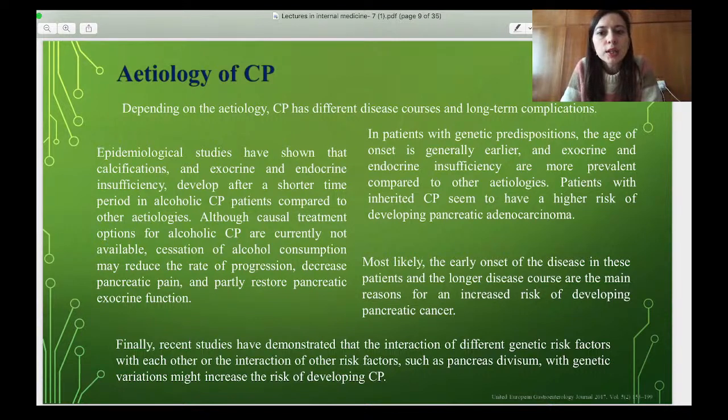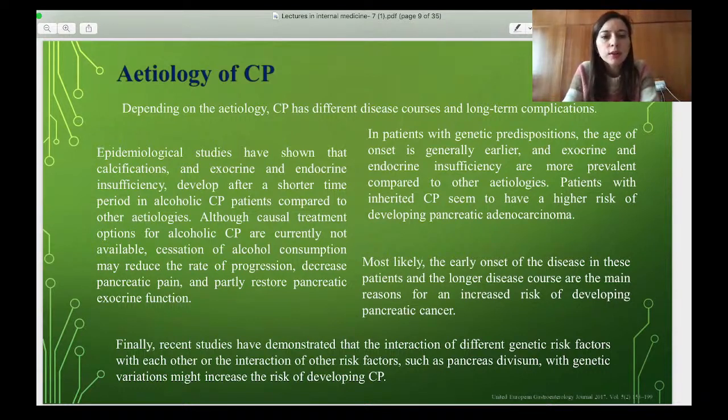In patients with genetic predisposition, the age of onset is generally earlier, and exocrine and endocrine insufficiency are more prevalent compared to other etiologies. Patients with inherited chronic pancreatitis seem to have a higher risk of developing pancreatic adenocarcinoma. Most likely, the early onset of the disease in these patients and the longer disease course are the main reasons for an increased risk of developing pancreatic cancer.